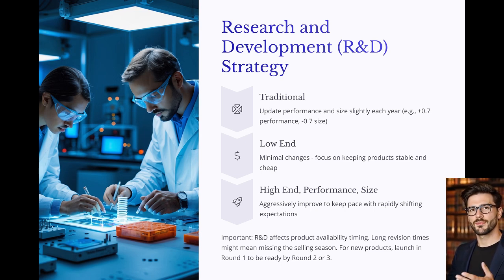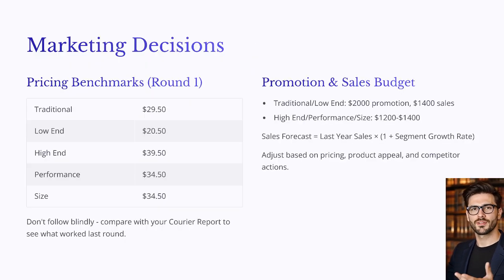Marketing decisions. Price, promotion, and sales forecast. Marketing is where you win or lose customers. 3 key elements need your attention. Pricing. Set prices within the customer tolerance range. For round 1, here's a rough pricing benchmark. Traditional, $29.50; low end, $20.50; high end, $39.50; performance, $34.50; size, $34.50.